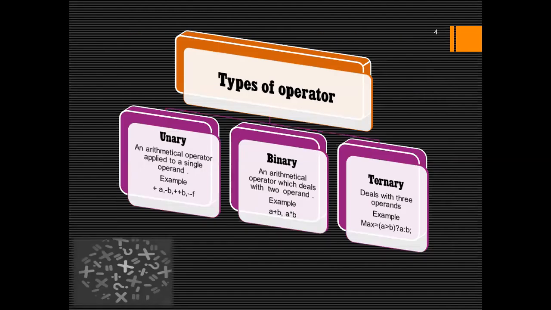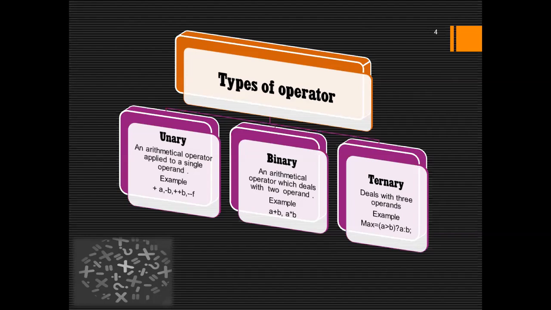Different types of operators. There are basically three types of operators: unary, binary, and ternary. An arithmetical operator which is applied to a single operand is known as a unary operator. Example: plus a, plus b, minus f. A binary operator is an arithmetical operator which deals with two operands. For example, a plus b, a multiplied by b, etc.